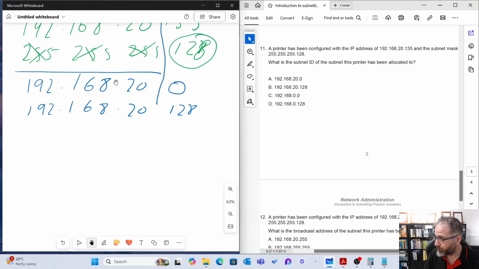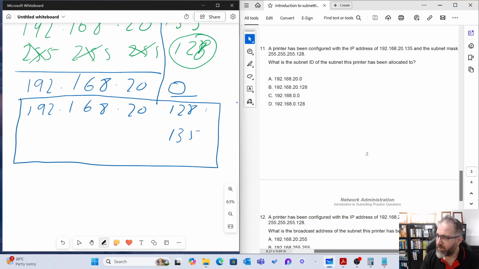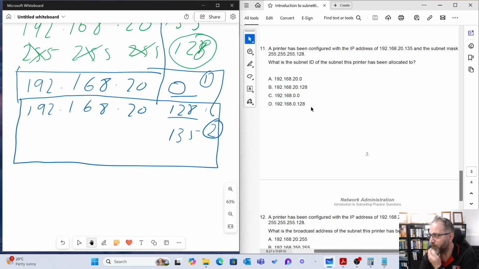So therefore, for this one, 135 is greater than 128. If it was 126, it would be the first one. But we're in this range, so we are in this subnet range. There are two subnet ranges: that's subnet range 1 and that's subnet range 2. So we're in the second one, and the subnet ID for this block is that. It's not 0, it's 128. And B is the answer.